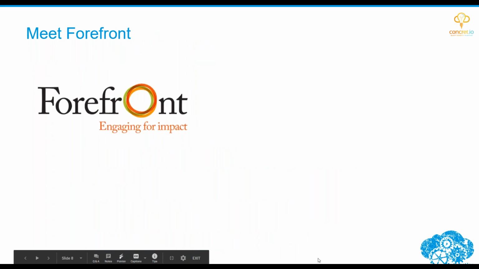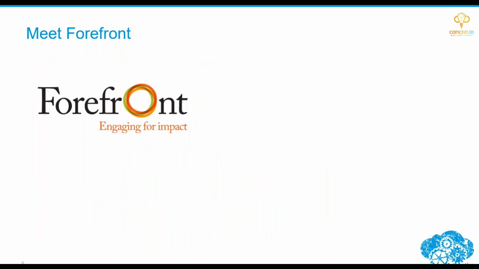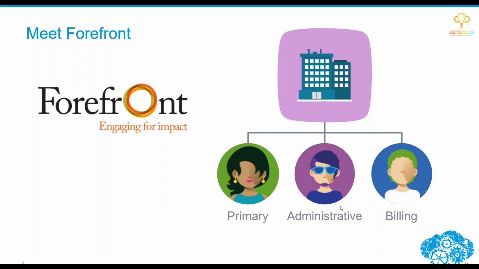So I want to start out by introducing you to one of our clients. Forefront is a nonprofit organization that has member organizations, so they're a membership nonprofit, and they aim to bring resources and training to grant makers and operating nonprofits and advisory firms to make them better organizations, to help them be amazing. The example that we'll go through today is an operating nonprofit, but the large majority of their members are grant-making organizations. So for each of their member organizations, they have 3 key contacts: a primary contact, an administrative contact, and a billing contact.